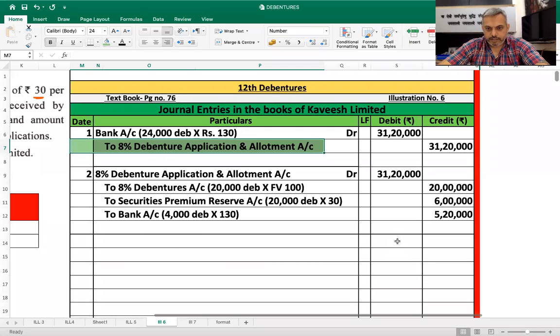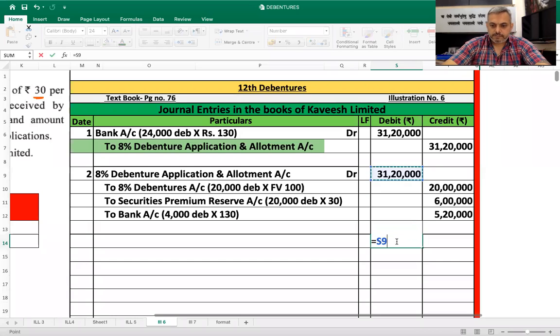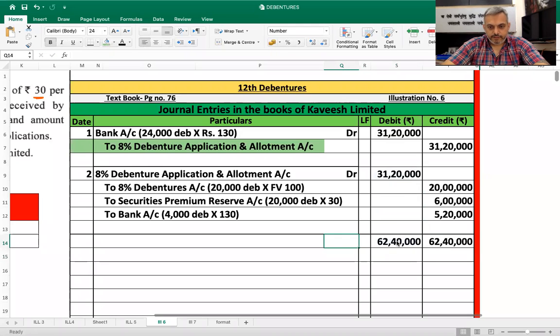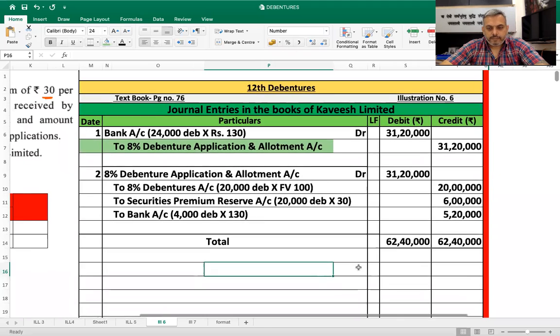Okay. Do the total, 62 lakh 40,000. Underline, double underline. Go through it.